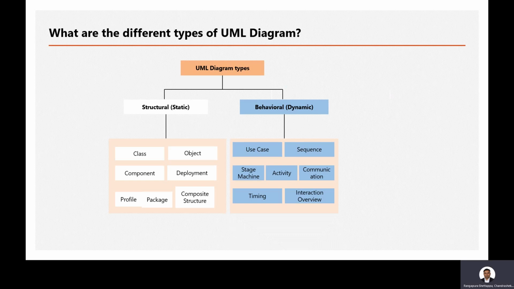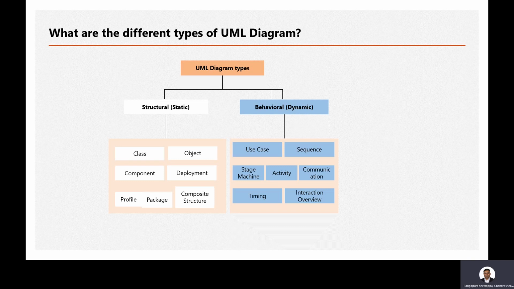Now, which diagrams have to be used in which phase? To understand that, we need to understand the different types of UML diagrams. There are basically two types of UML diagrams. One is structural and the other is called behavioral diagrams. Structural has 7 diagrams. They are called class diagram, object diagram, component diagram, deployment diagram, profile, package, and composite structure diagrams. Similarly, on the behavioral side, you have use case, sequence, state machine, activity, communication, timing, and interaction overview diagrams.